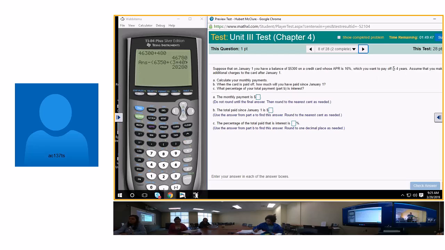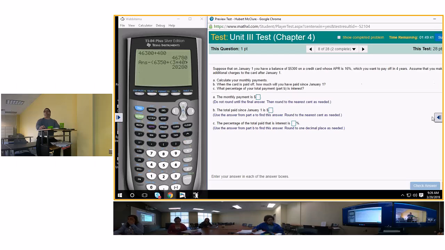Which you want to pay off in how many years? 4 years. Assume that you make no additional charges. So this is going to be the amortization. I need to pull in the amortization because I don't have it with me, so y'all go ahead and start on it. Go ahead and write down the information. While y'all are working on it, I'm going to pull up the formula.